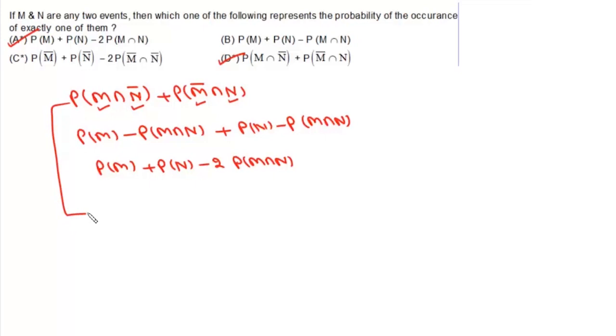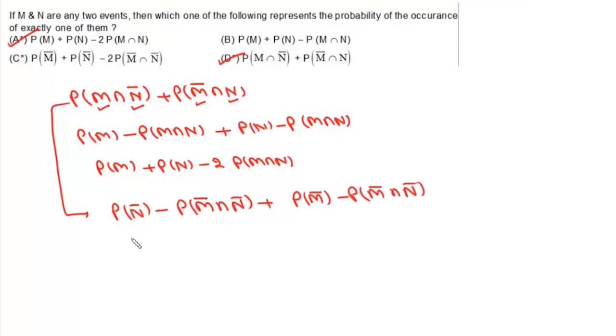Now another way of writing it can be, we can write this as probability of M naught minus probability of M naught intersection N naught, and the same way probability of N naught minus probability of M naught intersection N naught, which is probability of M naught plus probability of N naught minus 2 times probability of M naught intersection N naught, and that's your option C. So the correct options are A, C and D.